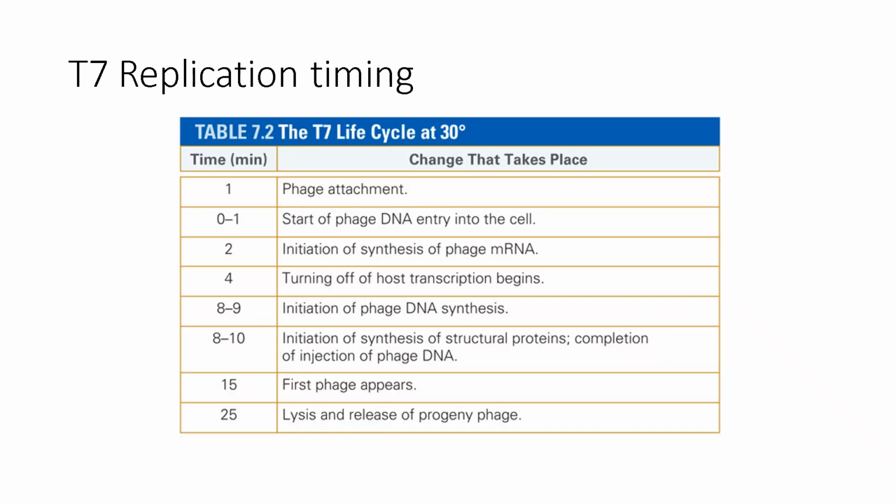This figure breaks down T7's replication timing. Early gene expression is driven by host polymerase, but later, the phage's own polymerase takes over. This tightly controlled switch ensures efficient replication and viral particle production.